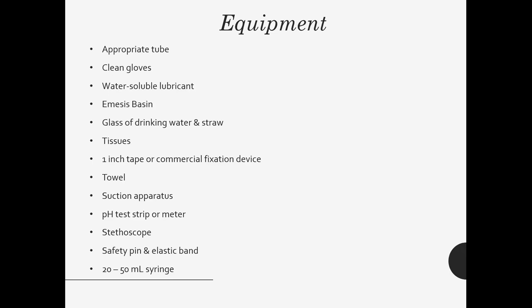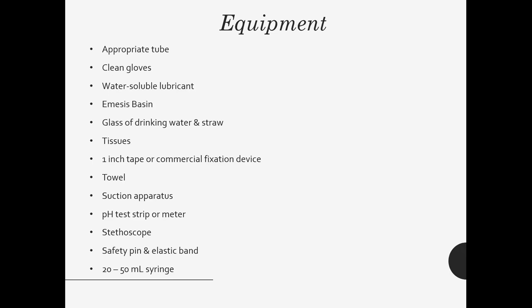So water-soluble lubricant, okay? And then we might also have an emesis basin, in case the patient needs to throw up, because we could potentially be gagging this patient because of where we're sticking the tube, so they might throw up. That's normal. If it happens, you just want to be prepared. A glass of drinking water with a straw. We'll talk about why we have this in a minute. Tissues in case their eyes or nose start running.